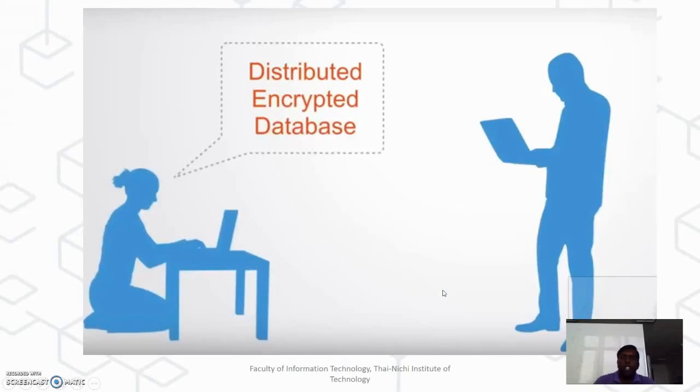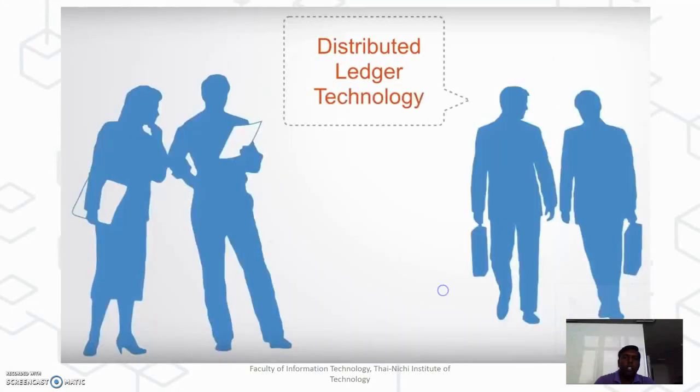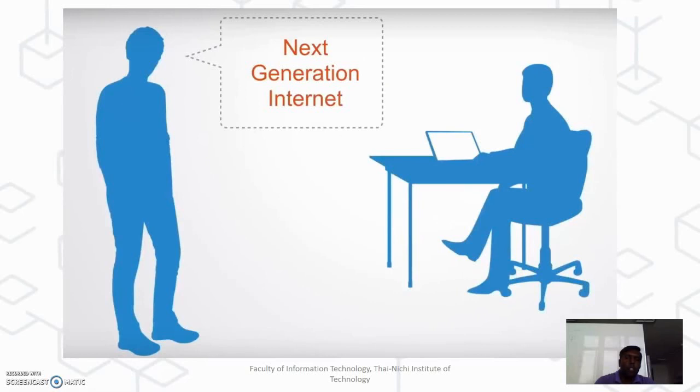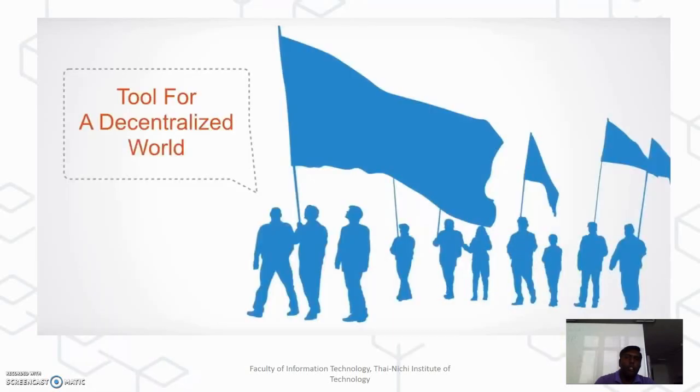So when we think about what blockchain is, it is a distributed encrypted database in the first hand. And when we think about it with transactions, it can also be called a distributed ledger technology. And then it drives the next generation internet, and it is a tool for a decentralized world. That is, you don't need to rely on one server for the storage of information.